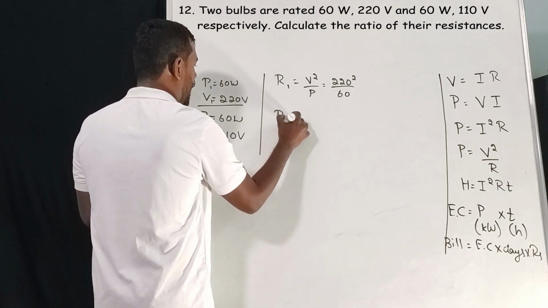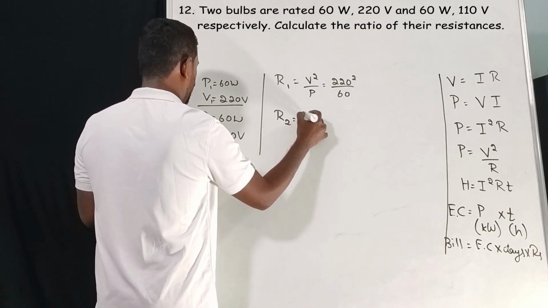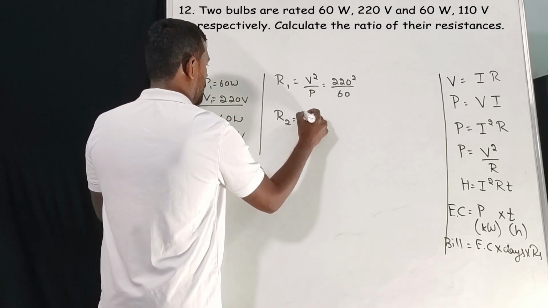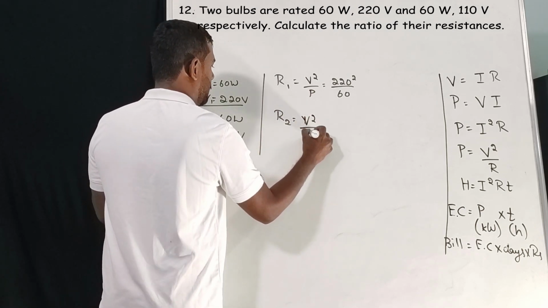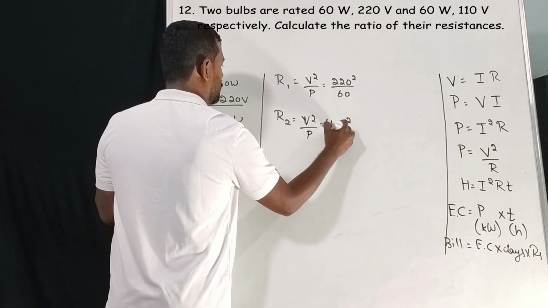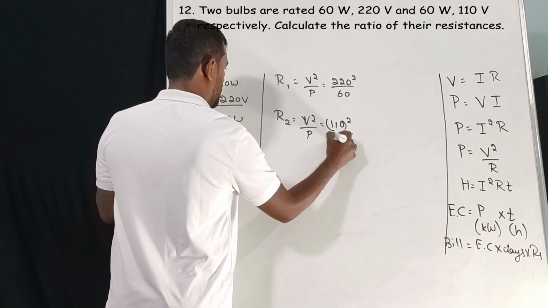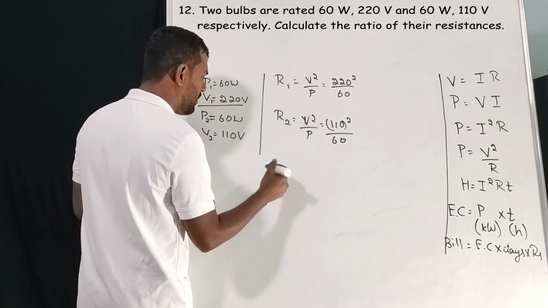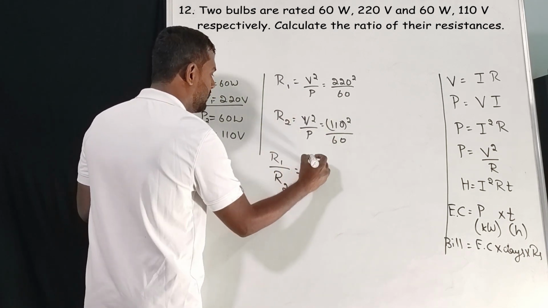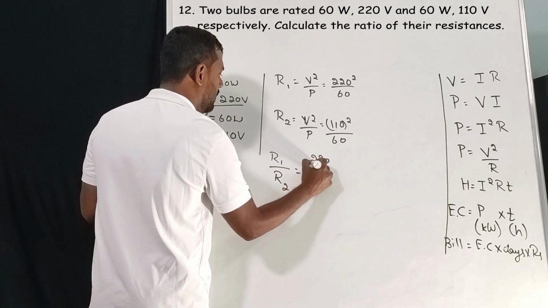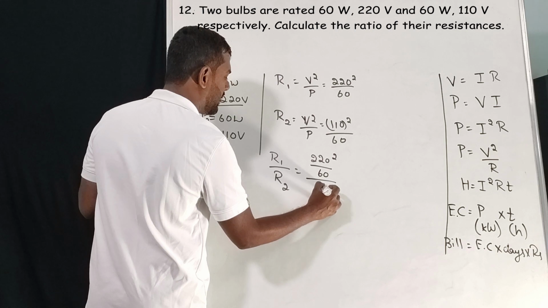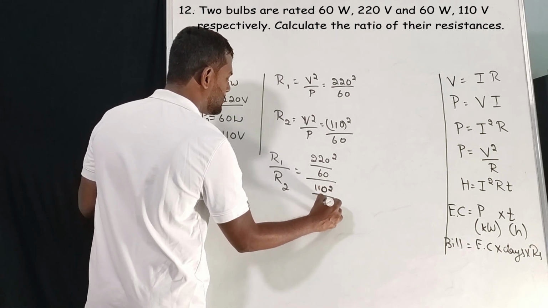Now we'll go for R2. R2 is equal to V square by P, correct? So that is nothing but 110 whole square by 60. Now what do you mean by ratio? R1 by R2. What is R1? That is 220 square by 60. This will be 110 square by 60.